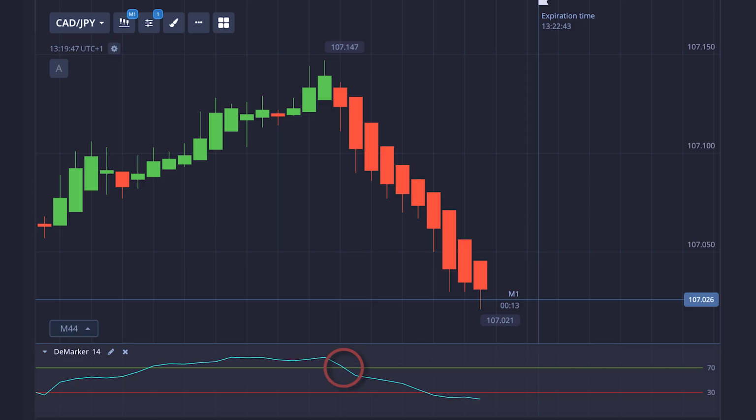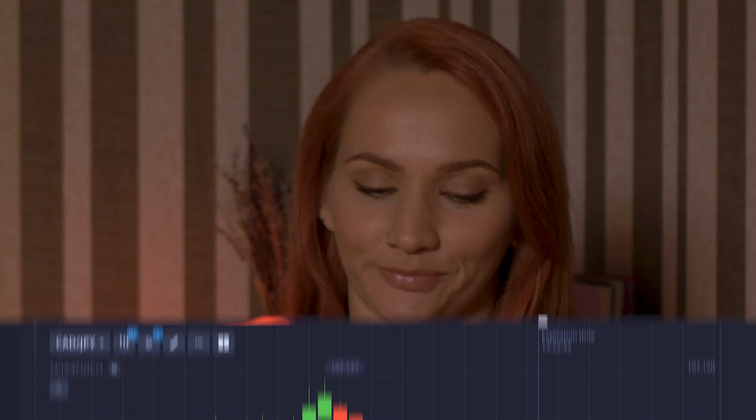The developer of the indicator recommends that we apply a trading strategy for the DeMarker indicator only when the oscillator leaves the specific zones. We enter a short position when the indicator crosses the 0.7 level and the graph leaves the overbought zone. We enter a long position when the chart crosses the 0.3 line and leaves the oversold zone.